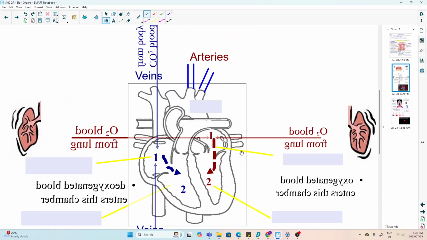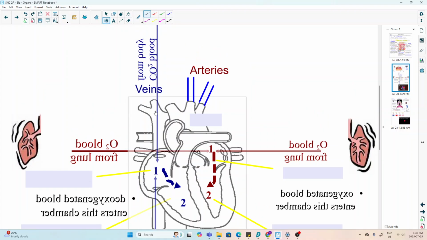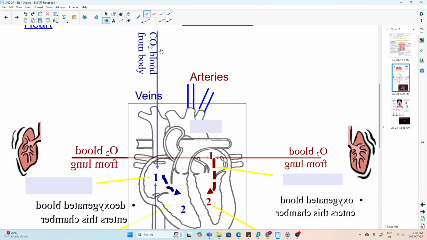What I want you to do is write veins here, and you'll see purple arrows and red arrows. The whole point of the blue or purple arrows is to show deoxygenated blood. That's blood that has no oxygen in it, it has CO2 in it. So you can call it deoxygenated blood or CO2 blood.